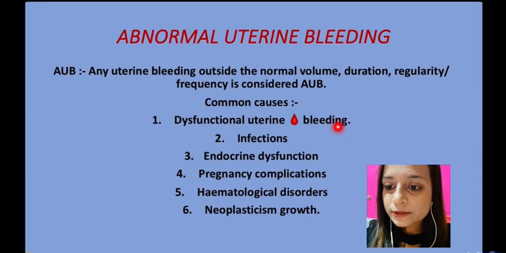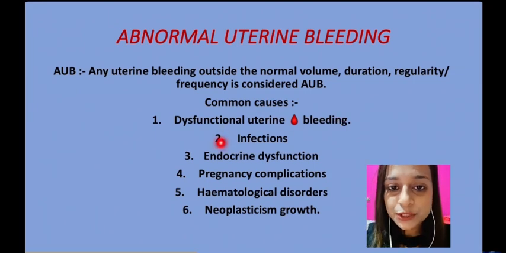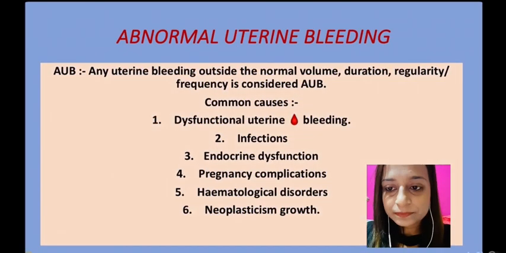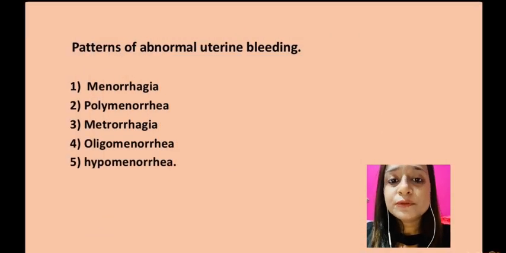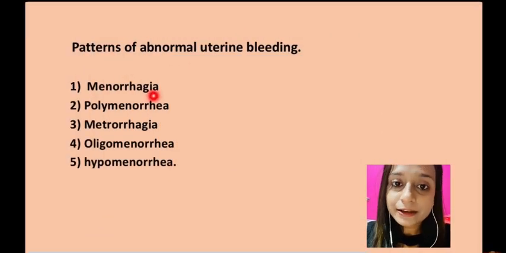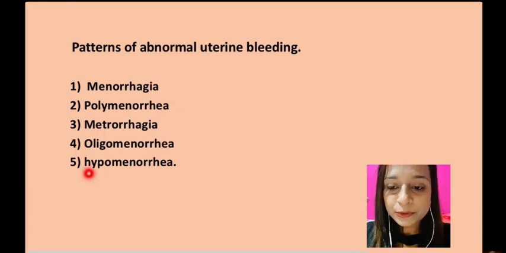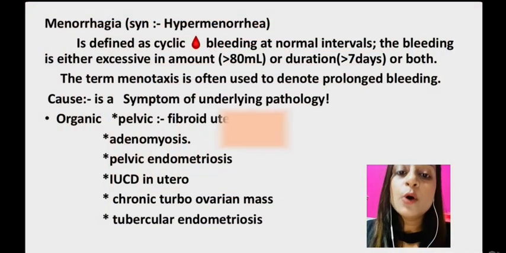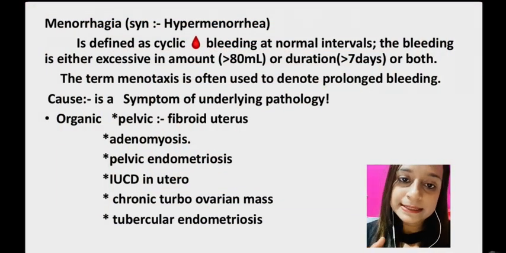So what are the common causes here? The first cause is dysfunctional uterine bleeding, and the next ones are infection, endocrine dysfunction, pregnancy complications, hematological disorders and neoplastic growth. Now, patterns of abnormal uterine bleeding. There are 5 patterns: menorrhagia, polymenorrhea, metrorrhagia, oligomenorrhea and hypomenorrhea. We'll see them one by one in this session.